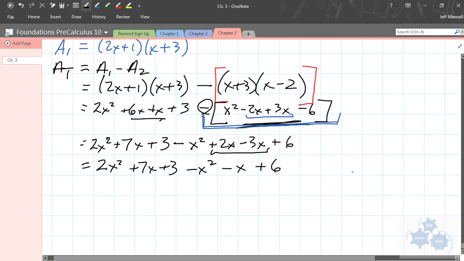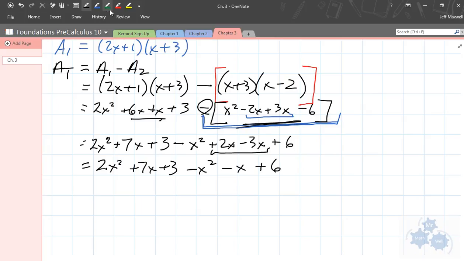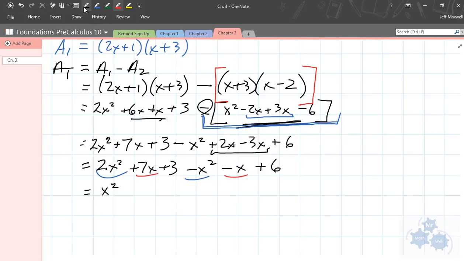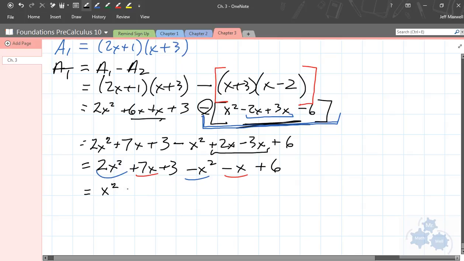So now we have a collection of terms, and we can start to identify like terms. So the x squareds we can combine, and that's going to be x squared, 2 minus 1. The x terms here, can combine those. That's going to be plus 6x, that's 7 minus 1. And then, of course, we have our constant terms there. 3 plus 6 is plus 9.